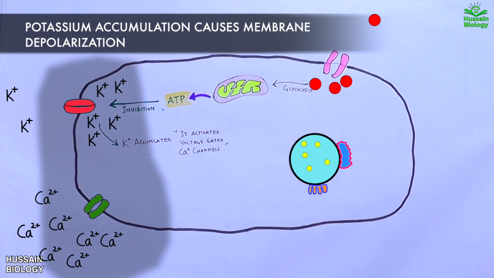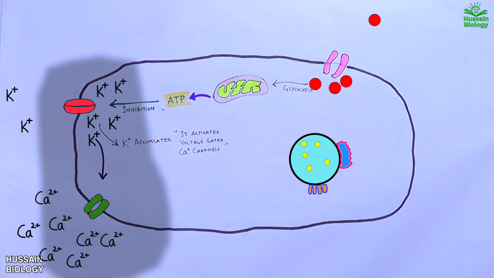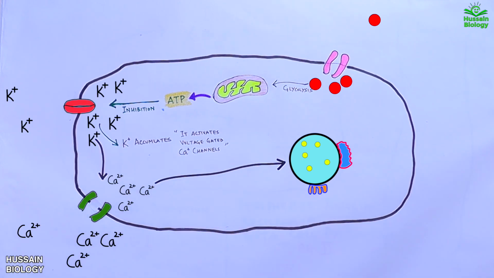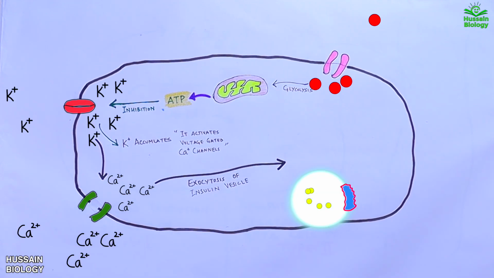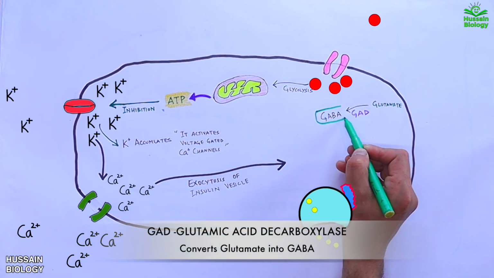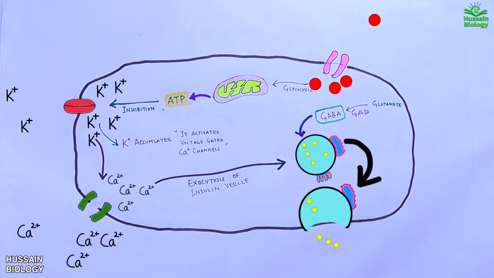And with this depolarization, we get the activation of voltage-gated calcium channels as shown in the animation. So here we see the calcium channels are getting opened, and calcium ions flow into the cell through these channels. And these calcium ions drive the exocytosis of the insulin vesicle, thus promoting the calcium-dependent release of insulin as shown in the animation. On the other hand, we also have glutamate molecules within the cell. These glutamate molecules are acted upon by the GAD enzyme and converted into GABA. And this GABA also mediates the release of insulin from vesicles.